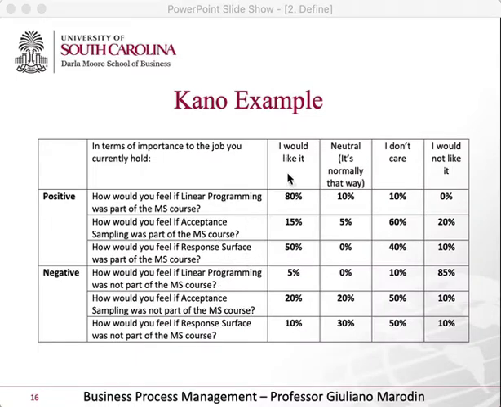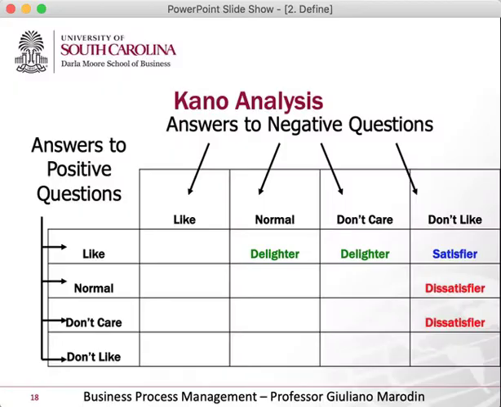Response surface. I would like it if it's there, 50%. That was the majority. And I don't care if it's not there. So if it's not there, that's okay. But if it's there, I like it. What kind do you think it is? Well, let's go back to our would like it if it's there, don't care if it's not. So that's the classic delighter, right?